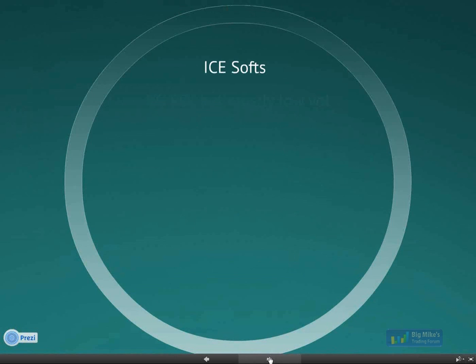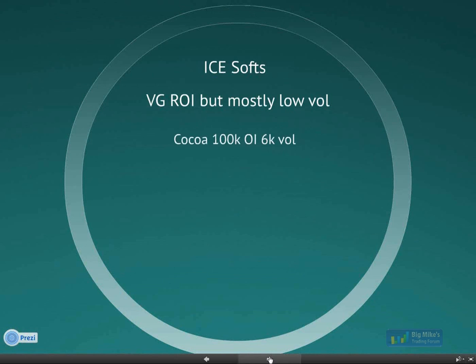ICE softs. Majority of them have extremely good open interest, but some of them are low volume, so you've got to be careful there. Cocoa has 100,000 open interest, about 6,000 volume per day. Coffee, about the same, 100,000 open interest, 3 to 5,000 volume per day. Cotton, 150,000 open interest on the cotton options, 6,000 volume.